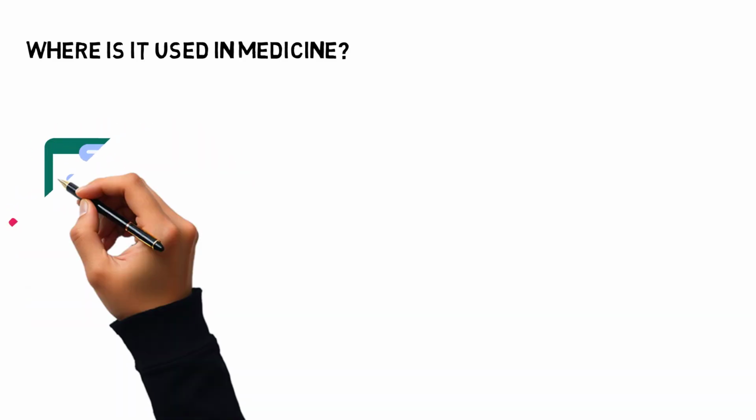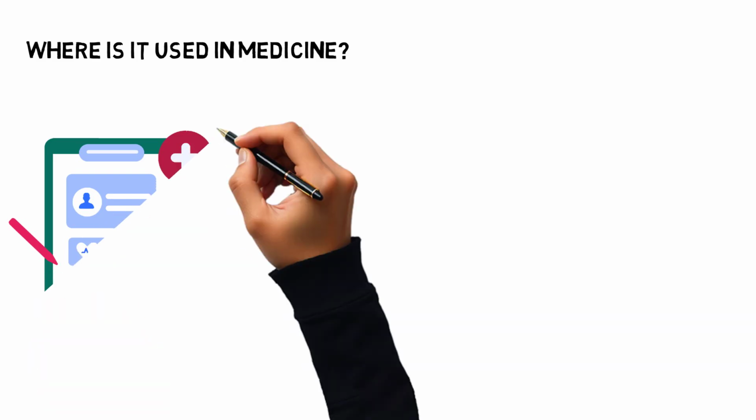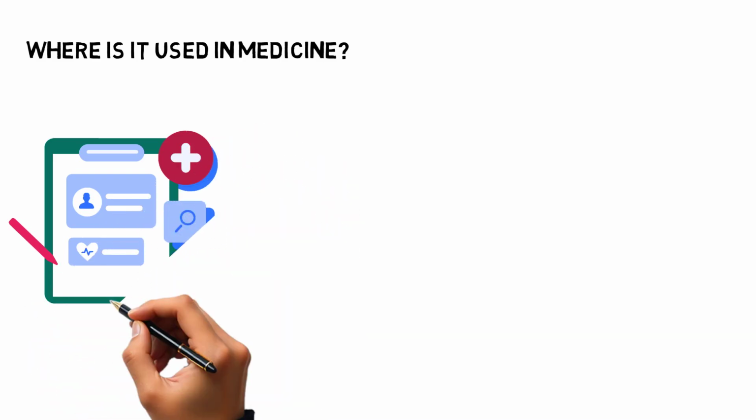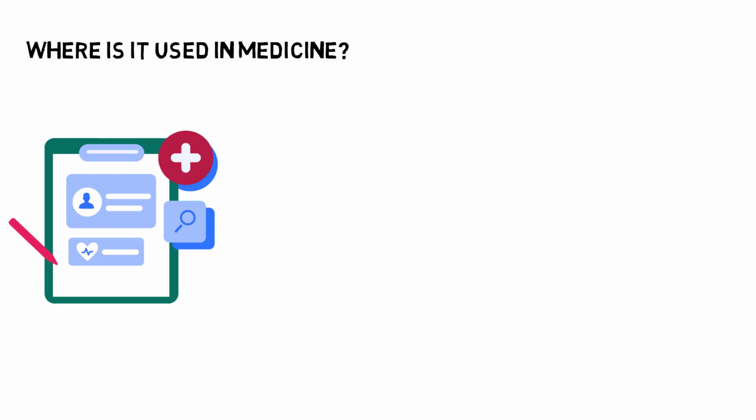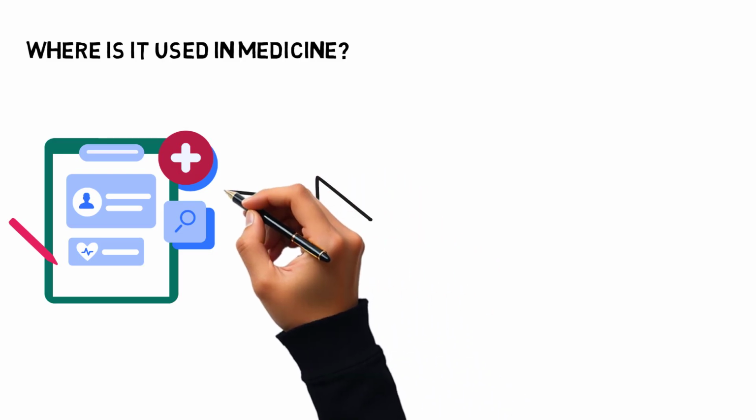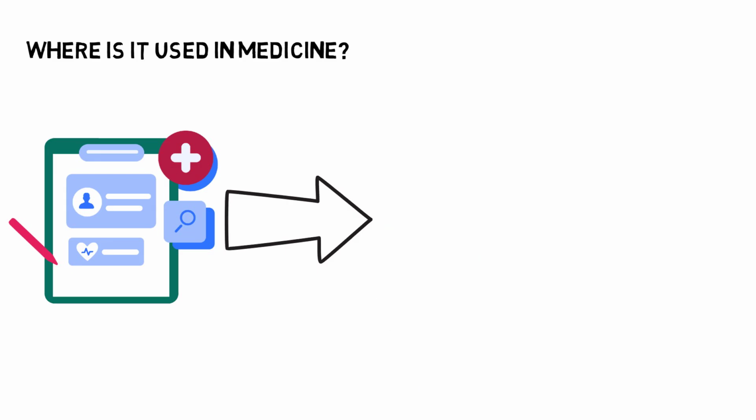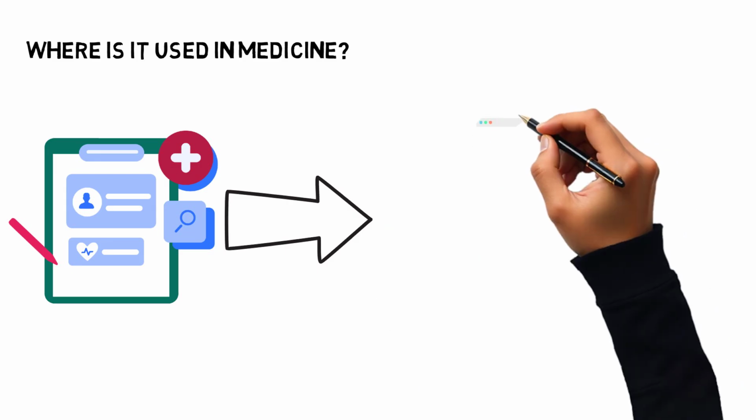Where is it used in medicine? Linear regression is widely used in medicine, especially for predictive models. For example, it helps predict the progression of diseases. For instance, if a patient has diabetes, we can predict how their blood sugar level will change over time based on their diet and medication dosage.